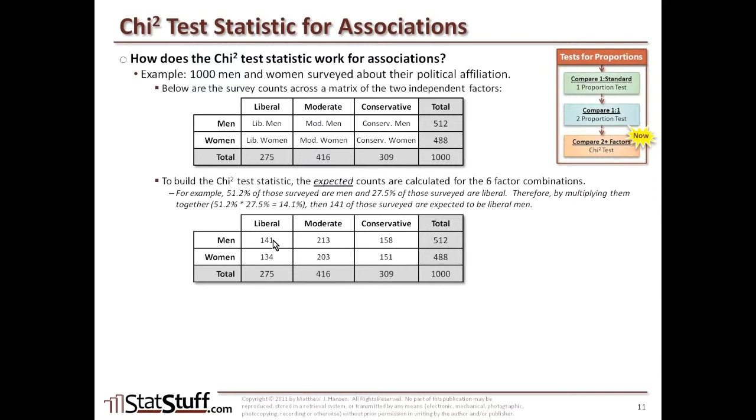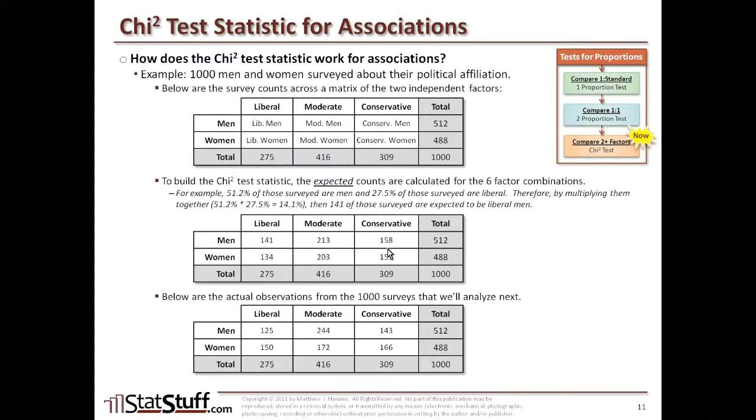And we do that same kind of calculation for each of these cells, again, all equaling up to 1,000. So this is just telling us of all the men that we surveyed and those who were, in this example, liberal, here's the number that we'd expect to see for liberal men. Likewise, of the total number of men who are moderate, here's the portion we'd expect to see of moderate men, and so on for each of these different cells.